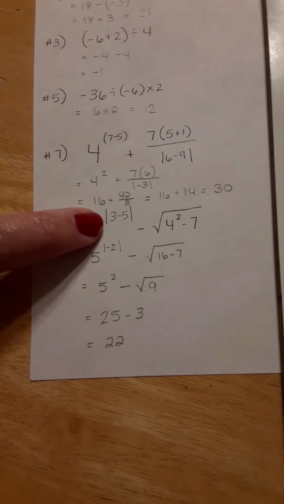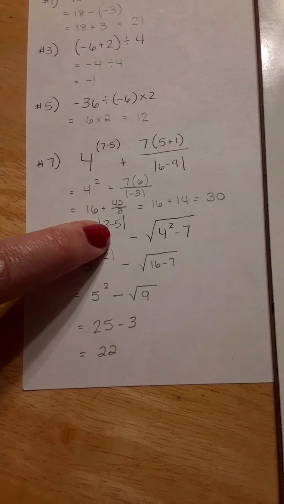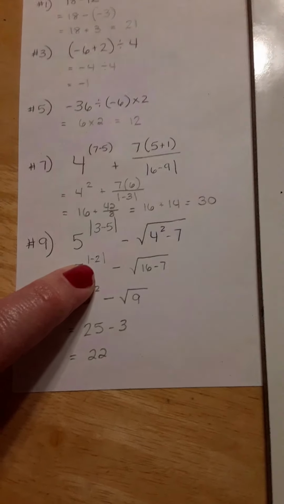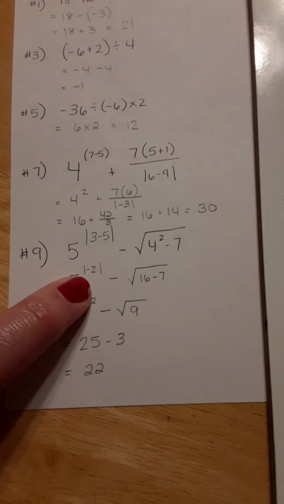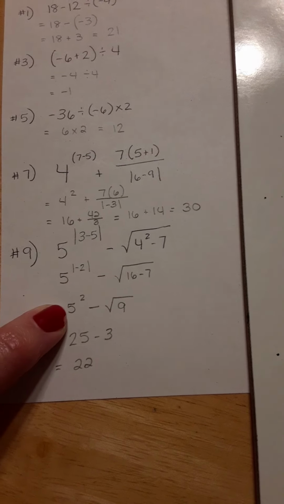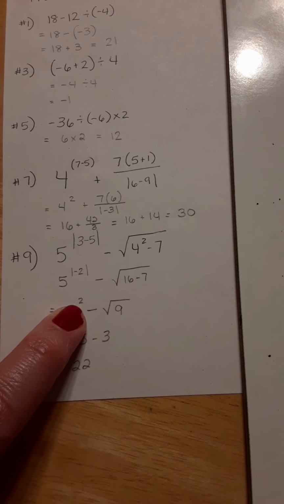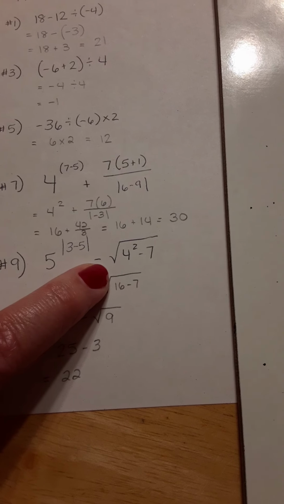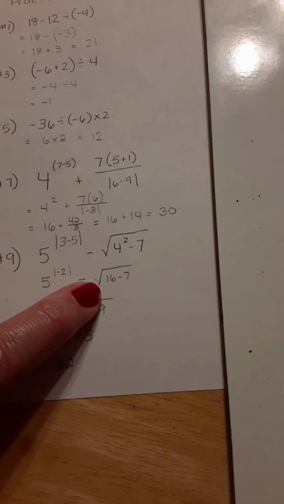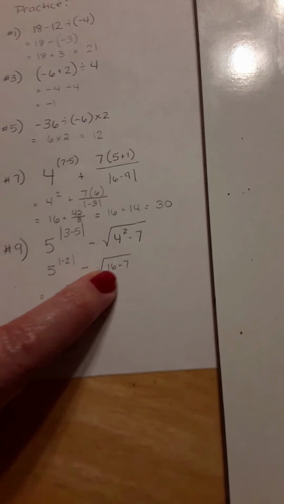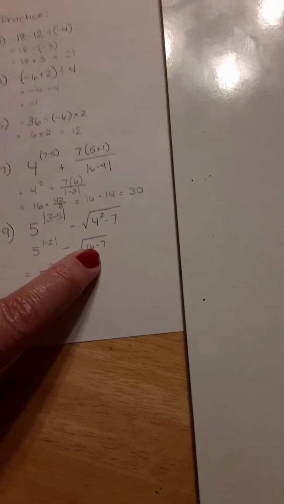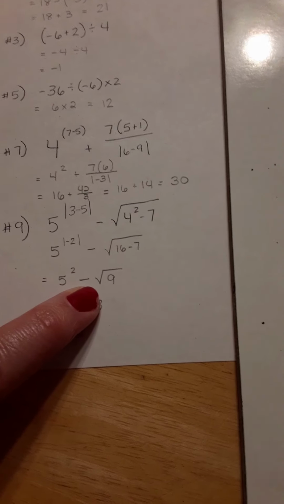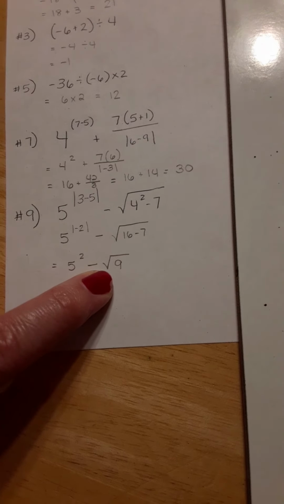So let's start with this one. I've got 3 minus 5, or 3 plus a negative 5, and I get a negative 2. Once I take the absolute value of the negative 2, I know it's 5 squared. Okay, let's do our grouping over here. I need to figure out what's underneath my square root sign. So I'm going to take 4 squared, which is 16, subtract 7. Simplify everything here again, and so I end up with a square root of 9.